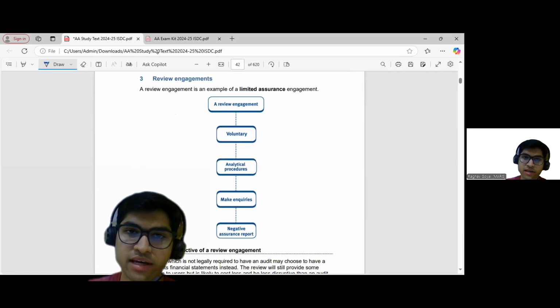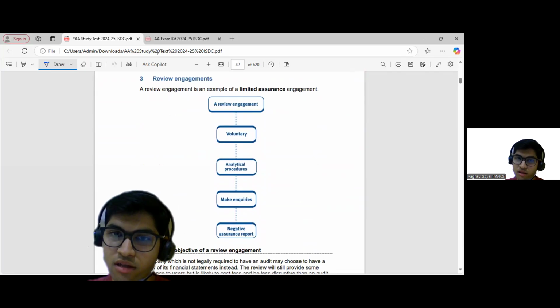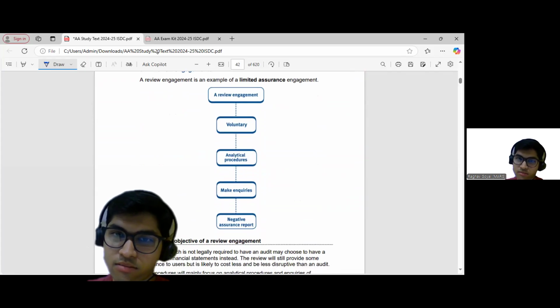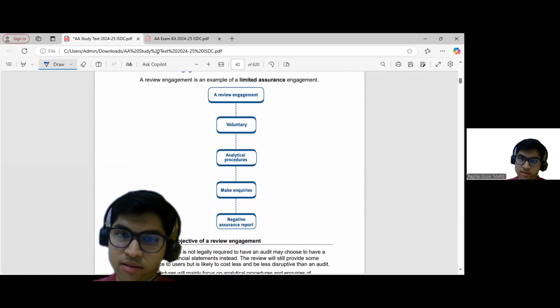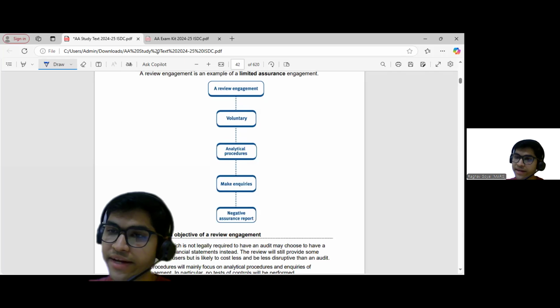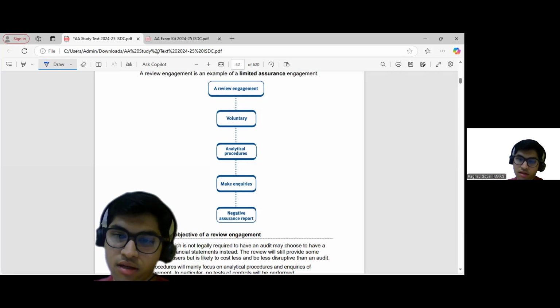So here we have the review engagement, which is an example of a limited assurance engagement. It's similar in that it's not required by law. It could be voluntary, chosen by the company. We perform simple analytical procedures. We make inquiries, and a negative assurance report is given, which is negatively worded and says that nothing has come to our attention, and like that.